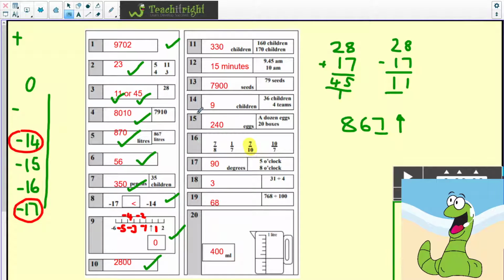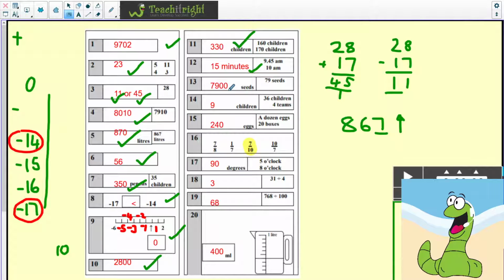So well done. If you got good marks out of 10, you can always put a little mark out of 10 just so it's easy to add up at the end. Number 11, we've got to add these two numbers together, with the amount of children that have gone to the cinema, 330. How long is the assembly? Well, it's 15 minutes.